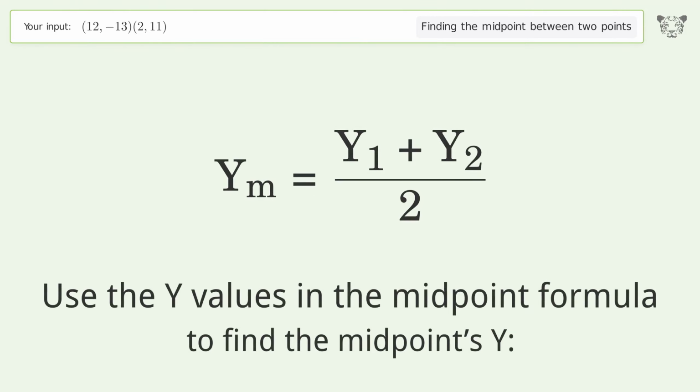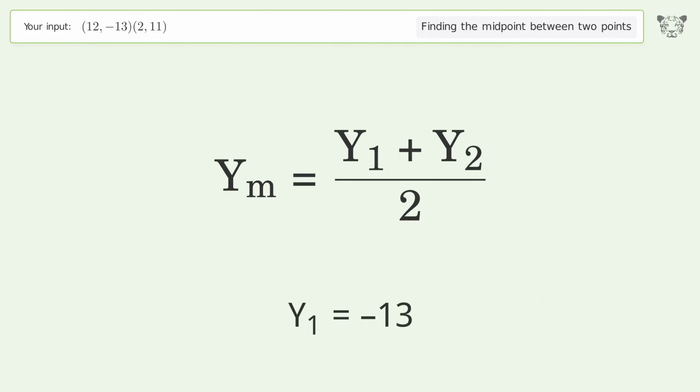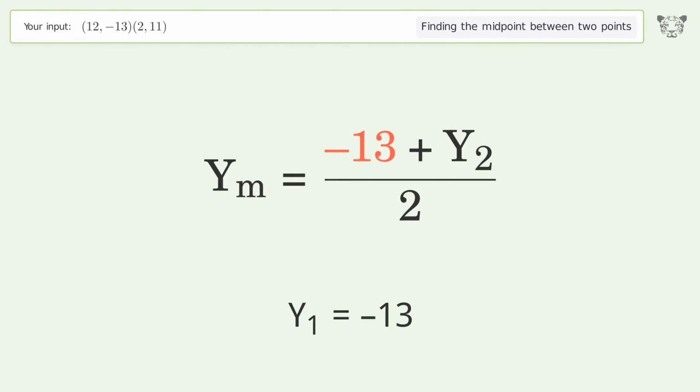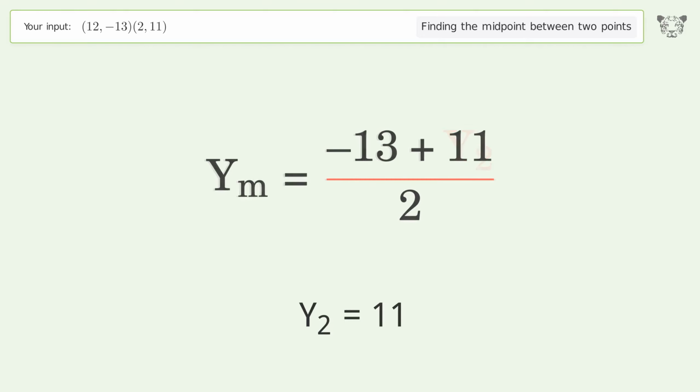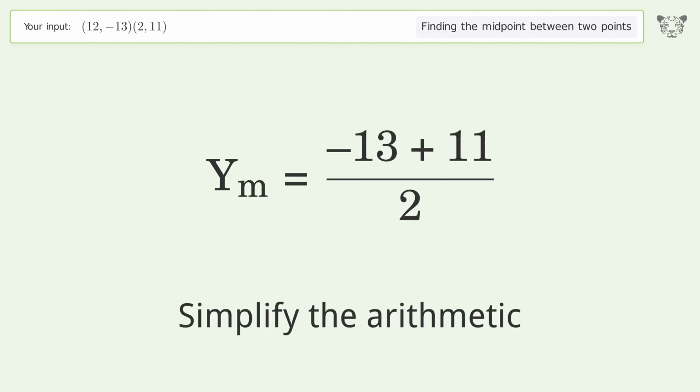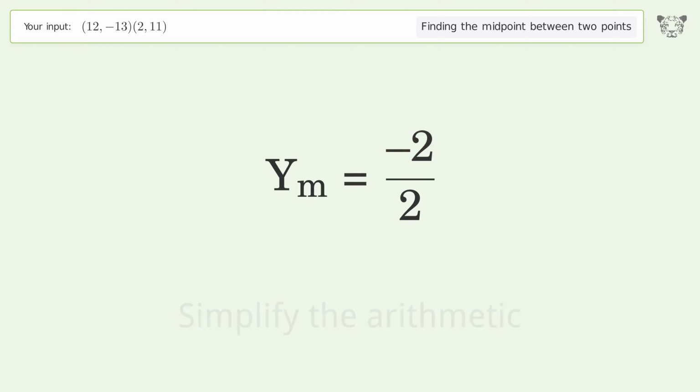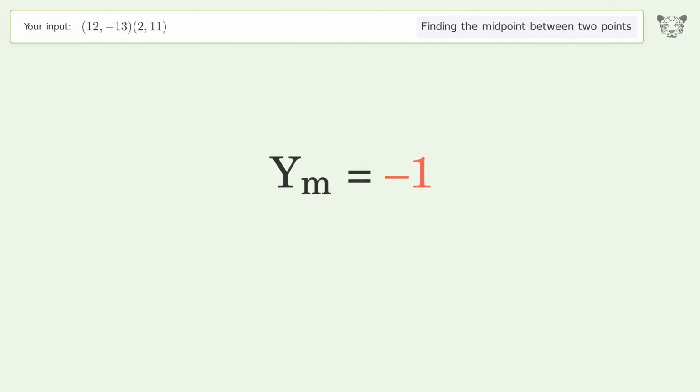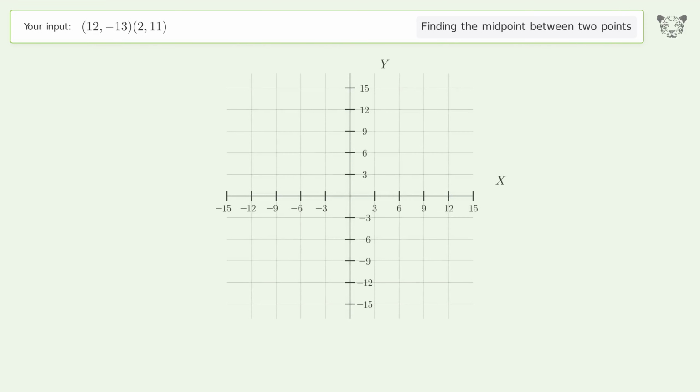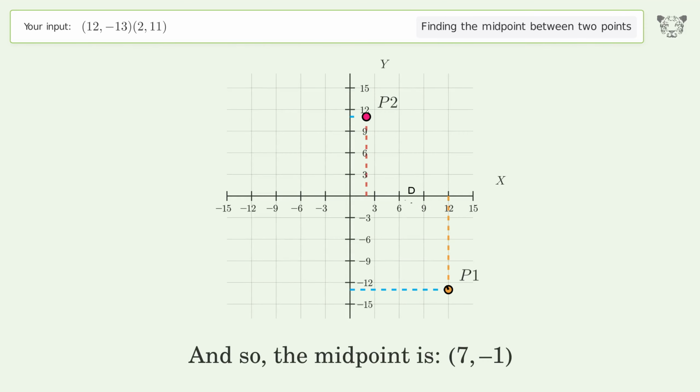Use the y values in the midpoint formula to find the midpoint's y. y1 equals -13. y2 equals 11. Simplify the arithmetic. And so, the midpoint is 7, -1.